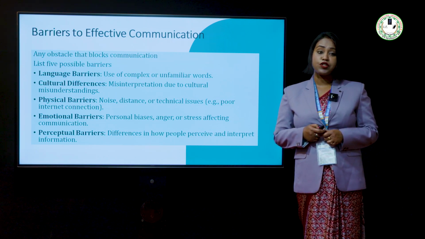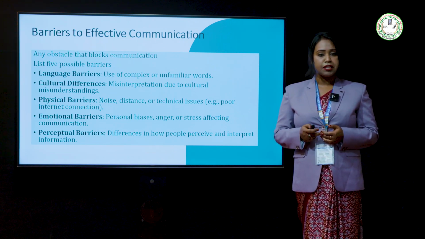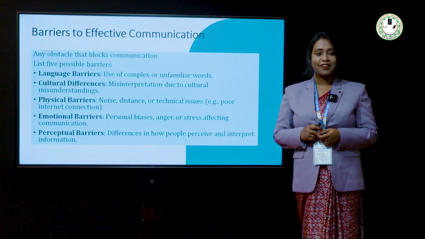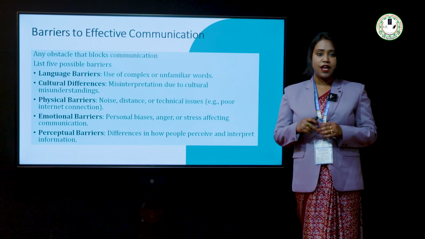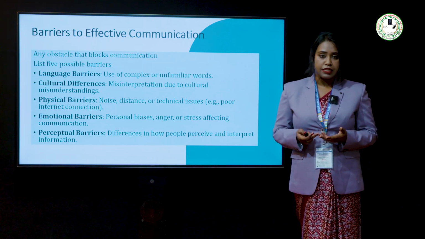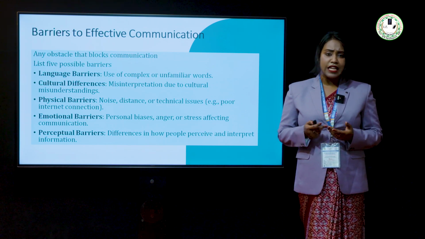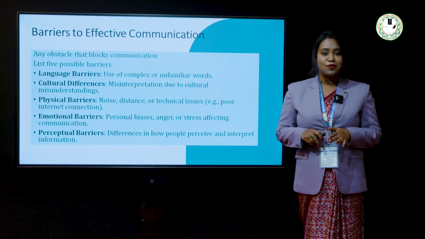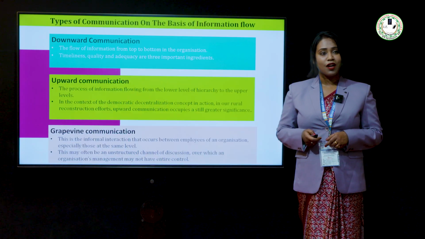Next one is emotional barrier. Personal biases, anger, stress affect our communication in a very silent way. That is emotional barrier, okay. Last but again not the least, the perceptual barrier. Differences in how people perceive, because we all are from different attitudes, personalities, emotions, backgrounds. So we basically perceive any kind of information or ideas on our own perception level. So perceptual barrier is also very common in any kind of communication process.